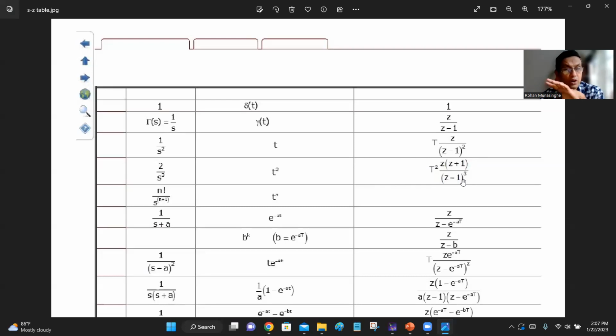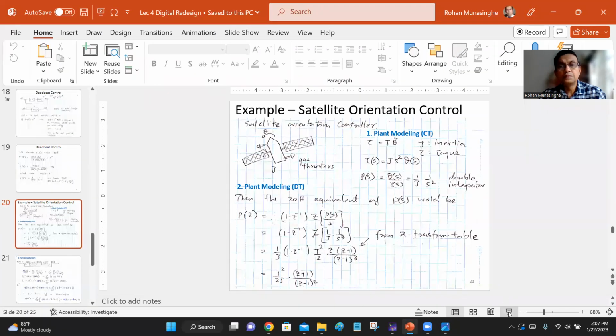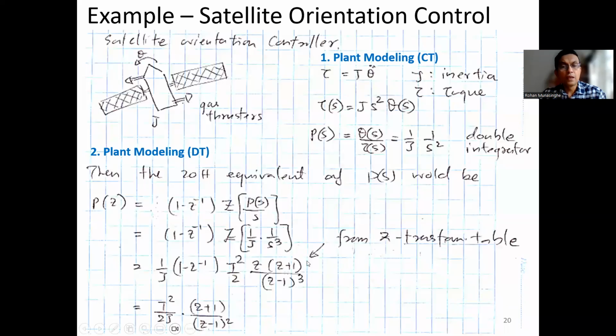So this is how you do it. Now, if in the process you want to transfer your transfer function from S to Z, you need to use this table. Fine. So now we go back to our problem here. There you can see T squared over 2, coming from the table. The rest is here.